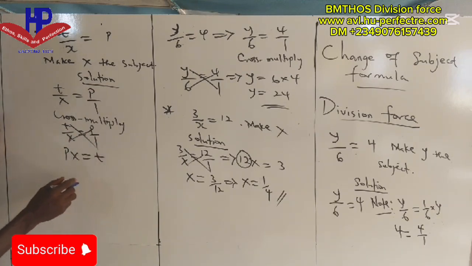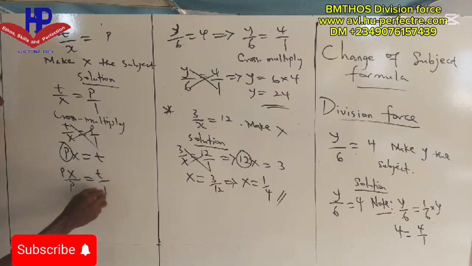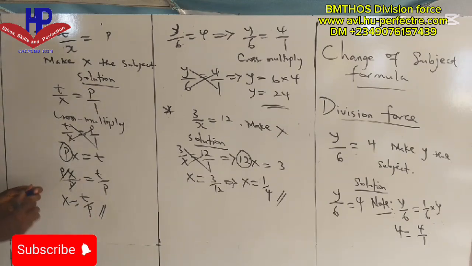Then we've been asked to make x the subject. So x has a barrier of p, and p is attached to x by times, and of course we know the opposite of times is division. So for us to make x stand alone, we'll divide both sides by p. p will cancel p, and our x will be equal to t over p. So we've been able to make x the subject of the relation.